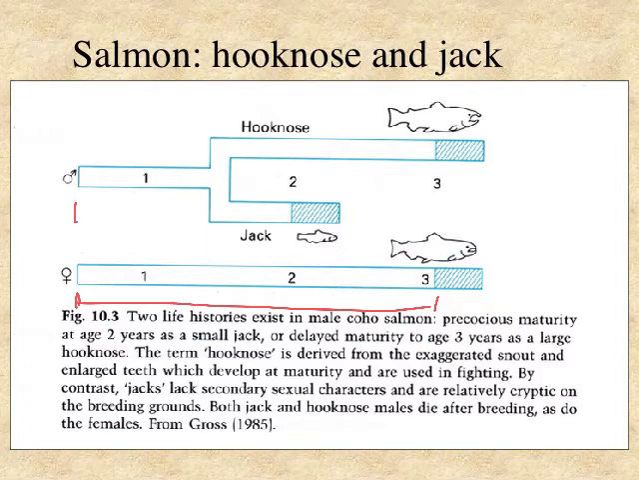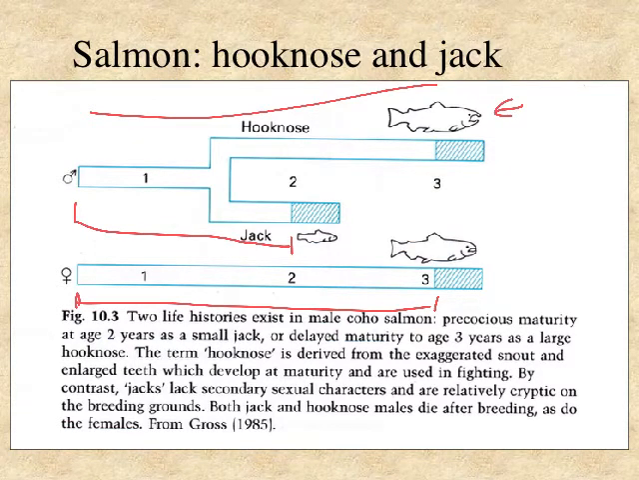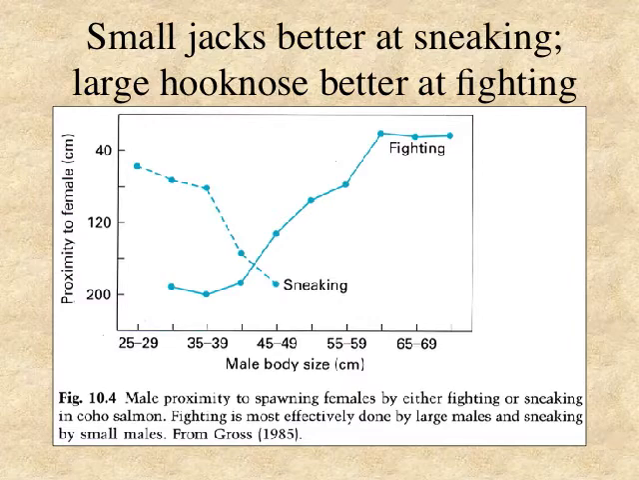They start out, and some of them come back after 2 years. Those are called jacks. And some of them come back after 3 years, and those are called hook nose, because they have this big mouth that can bite and fight with each other, and so on. So the hook nose and jack are genetically heritable, separate strategies that persist in the population. And what's happening is that the large hook-nosed males are fighting for access to females in the breeding areas, and the closer you can get to a female, the more likely it is that your sperm are what fertilize her eggs when they're released with this external fertilization.